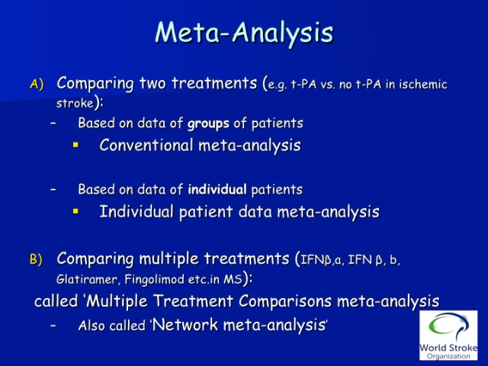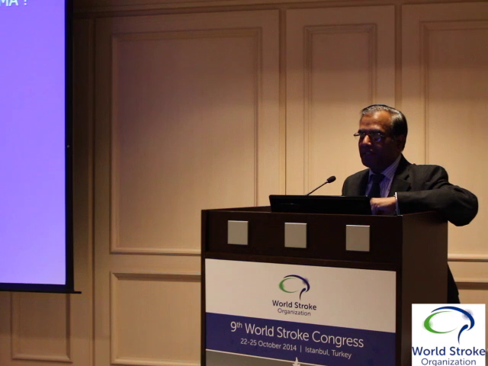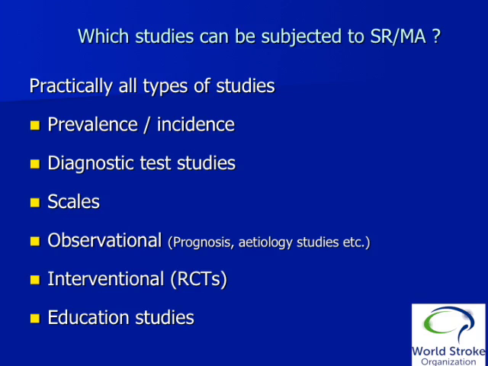But when you compare multiple treatments, like interferons and glatiramer and fingolimod in multiple sclerosis, then it's called multiple treatment comparison meta-analysis. Now, a more, let's say, useful term is probably network meta-analysis. So these are the different types. Now, which studies can be subjected to systematic review or meta-analysis? All kinds of studies, whether it is diagnostic, prognostic, interventional, or even education studies. But I'm going to focus more on interventional studies during my talk.